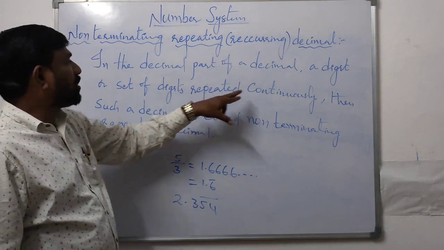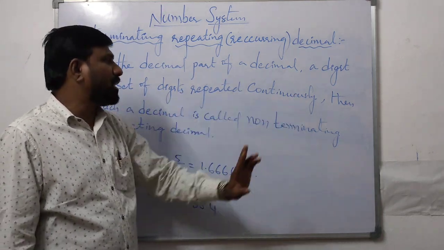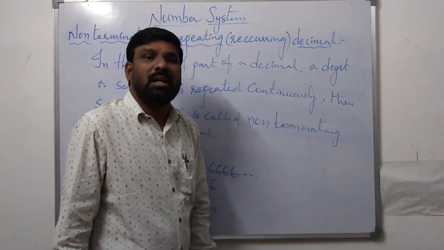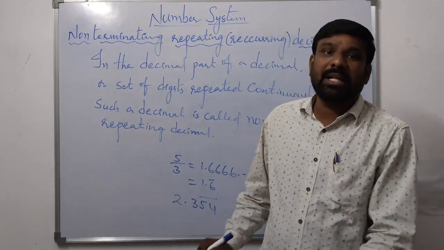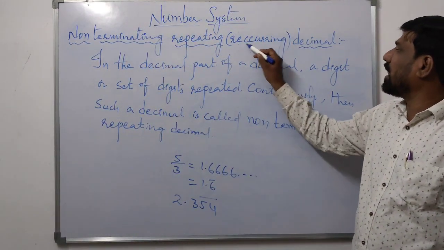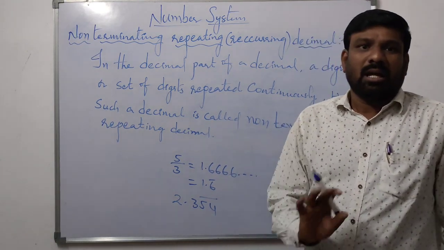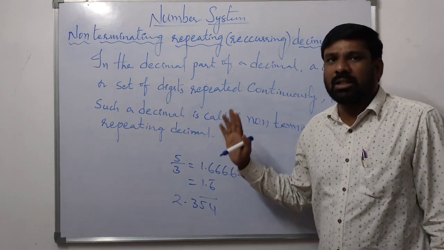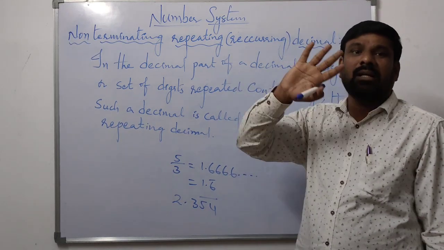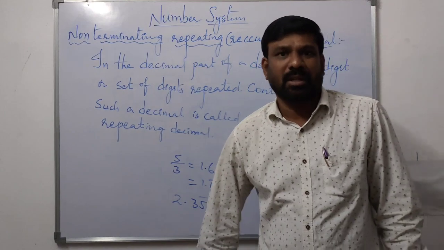So if a digit or a set of digits repeats continuously, then such a decimal is called a non-terminating repeating decimal or else a recurring decimal, right? Okay, I think you people have got an idea about the non-terminating repeating decimal and terminating decimal. Okay, right.